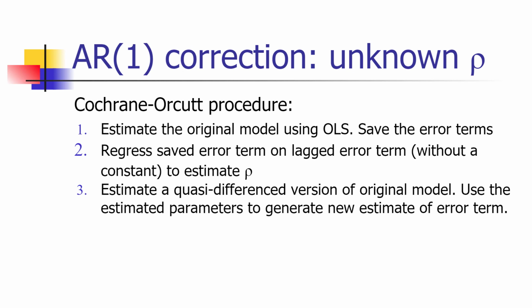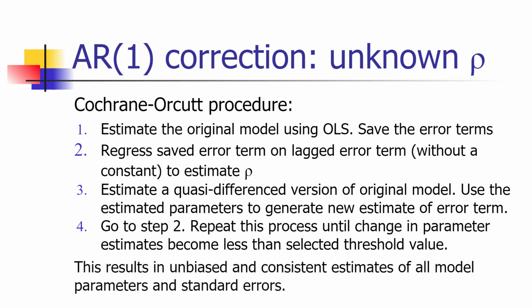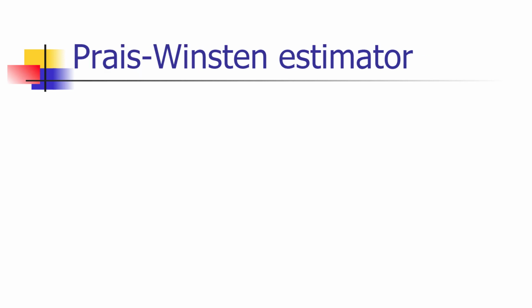Once you've done that, you would then be able to get new estimates of the error term, and then you'd keep repeating this until eventually the parameter estimates converge. This procedure will result in unbiased and consistent estimates of all model parameters and model standard errors. So your t-ratios from this would be perfectly valid for hypothesis testing.